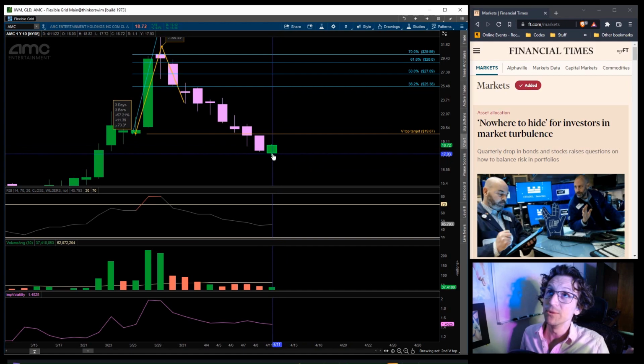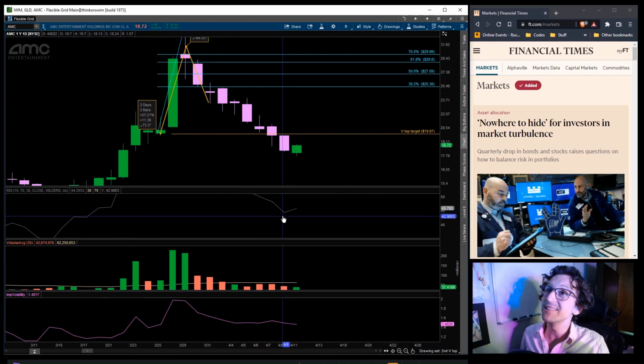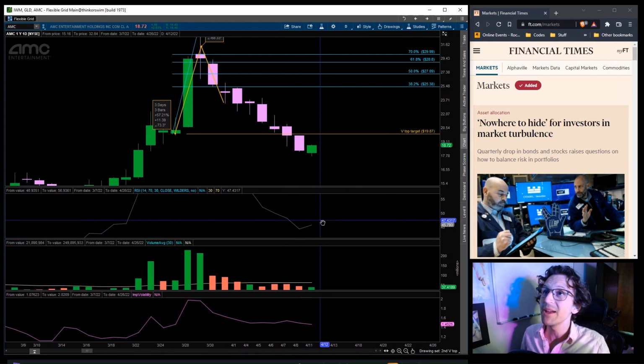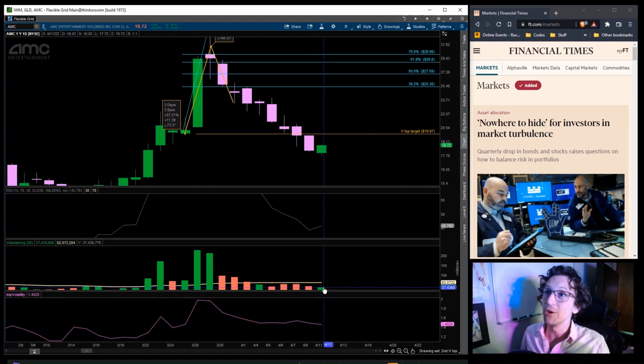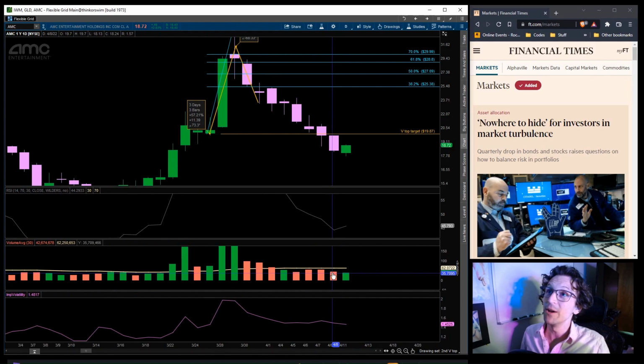Little tail, opened lower, little tail, closed up, but it's still not quite into a bullish place yet. The RSI did come up a little bit. You can see that little tick up to 45. It's still not quite bullish, but the volume is really telling. This is a low amount of volume. Really low amount of volume.